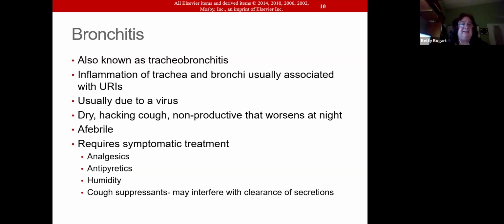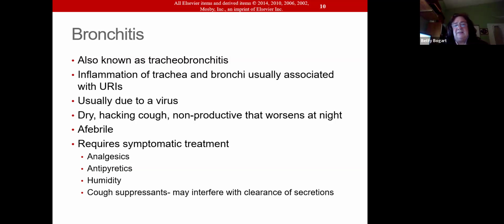Now, bronchitis. It is a dry, hacking cough, non-productive, and it's terrible at night. This is the one where you're trying to sleep and you're coughing, coughing, coughing. It's a tracheobronchitis, inflamed, cough, cough, cough. So how do we treat it? Well, it's usually no fever either. It's just annoying. You can't sleep.